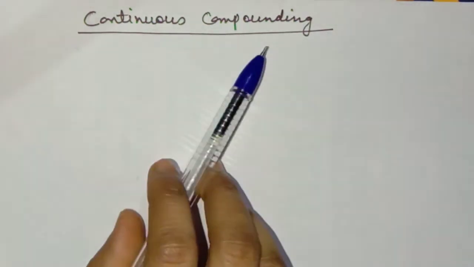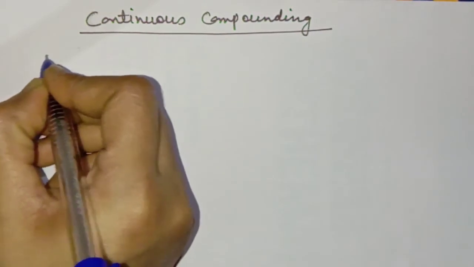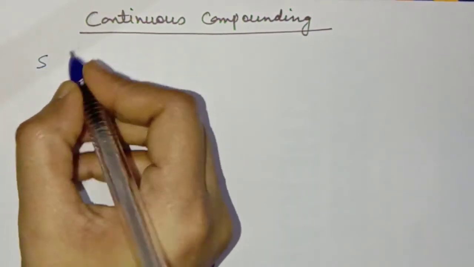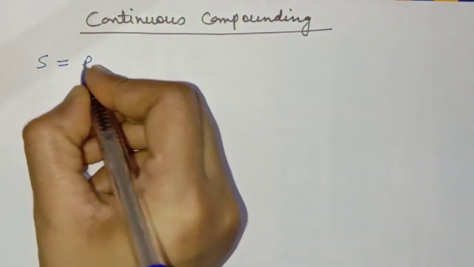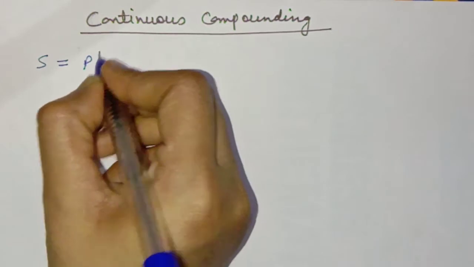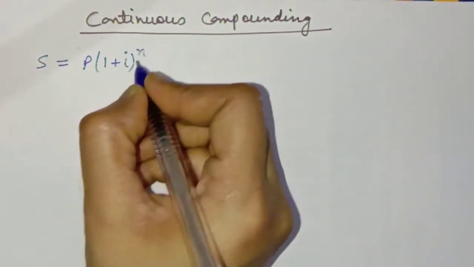So, to understand the concept of continuous compounding, we first need to understand the concept of simple compounding. Compounding is nothing but the process of finding out the future value of any present sum or the principal amount after a certain number of years. To find the future value of any present sum, we use the formula S, that is the amount or the future value, equals the present value or the principal amount times (1 + i) raised to the power n.